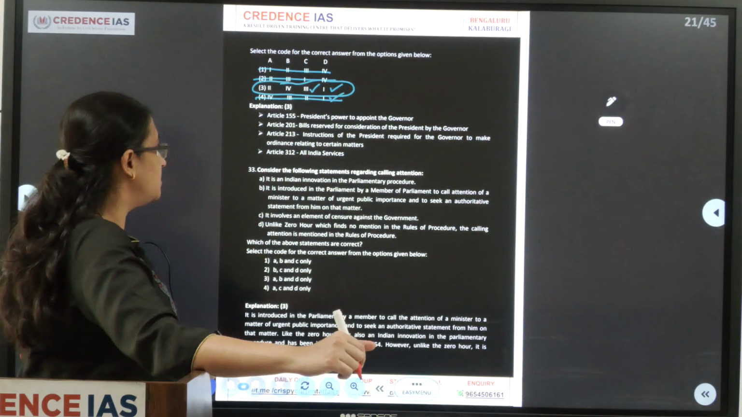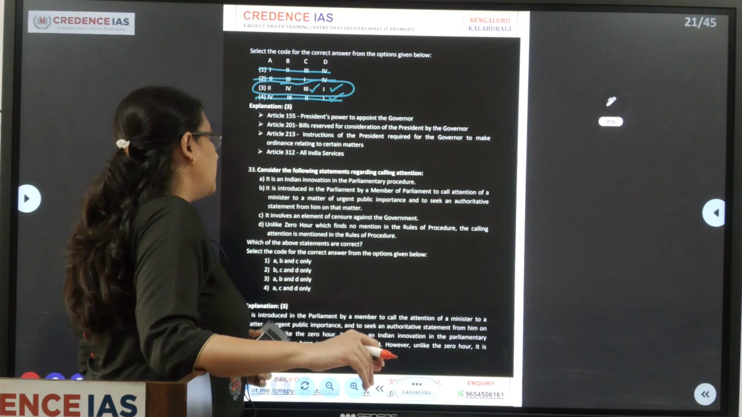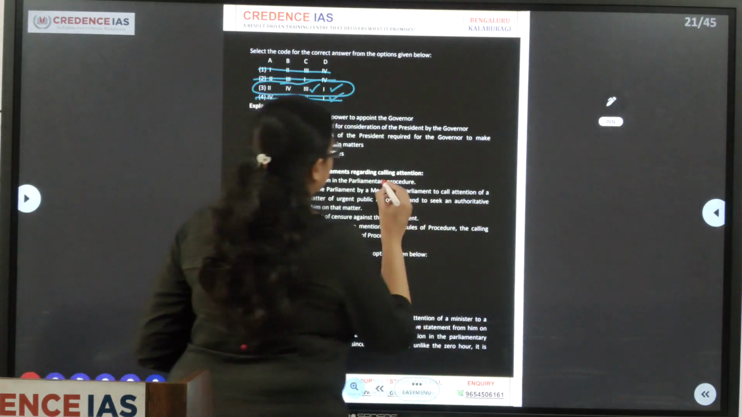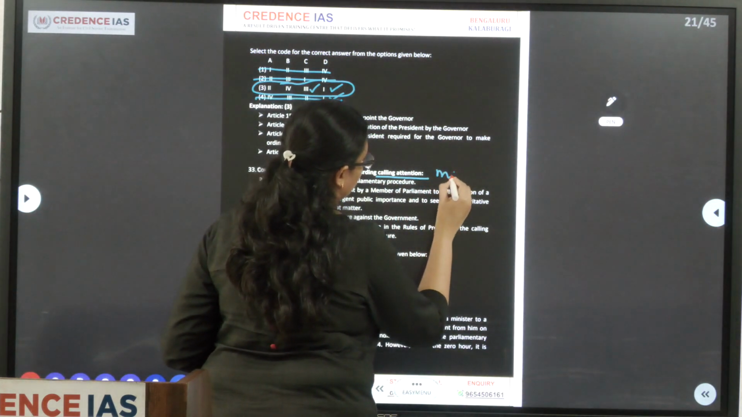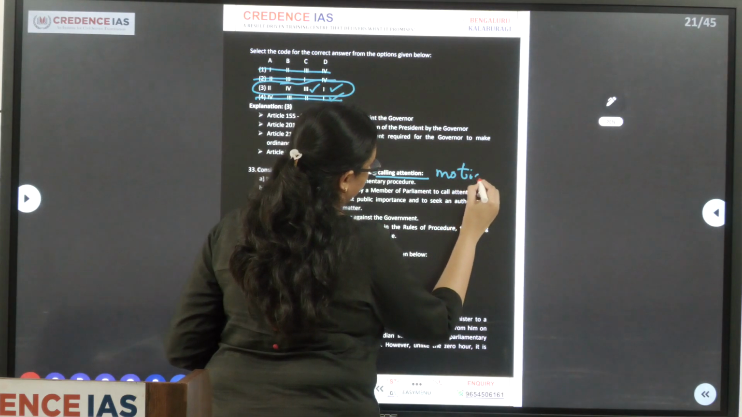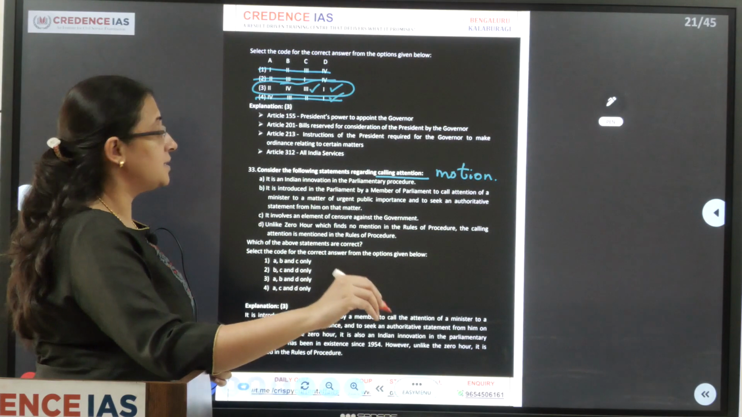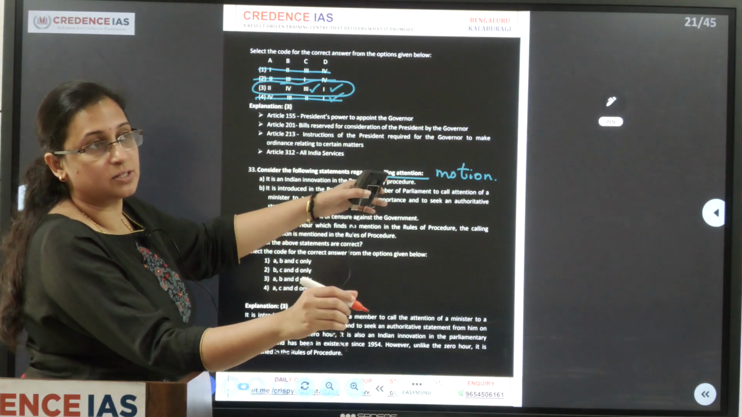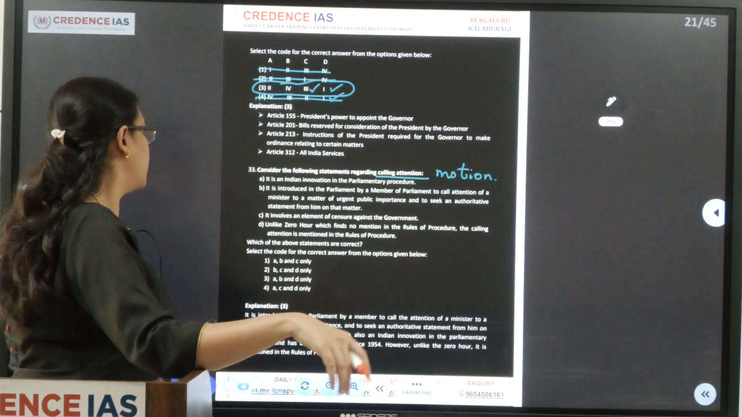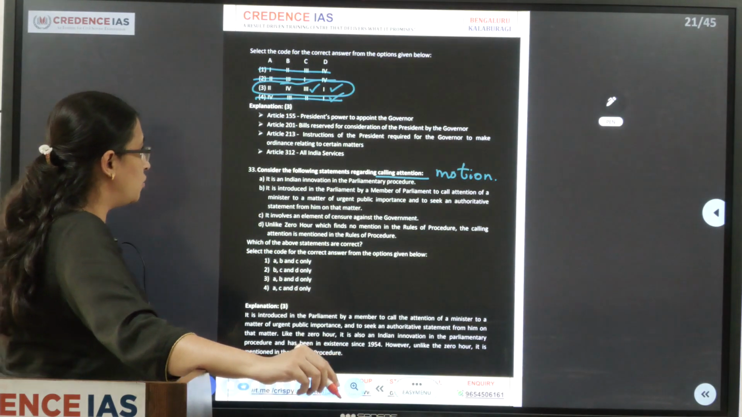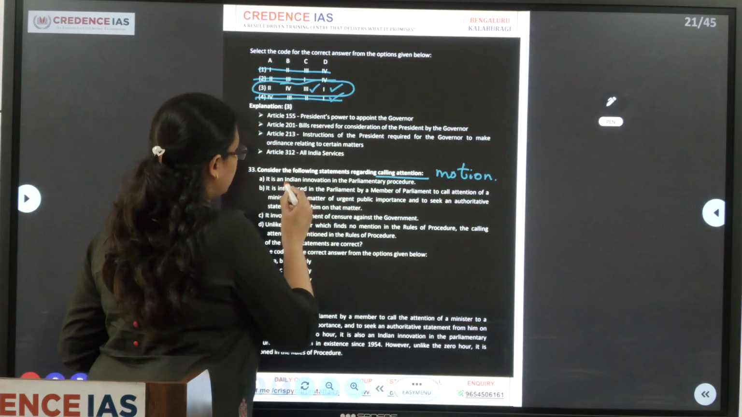Next question. Consider the following statements regarding calling attention. Calling attention is a kind of motion used in the parliamentary session. That is, it is one of the devices used in parliamentary sessions. It is an Indian innovation in the parliamentary procedure.